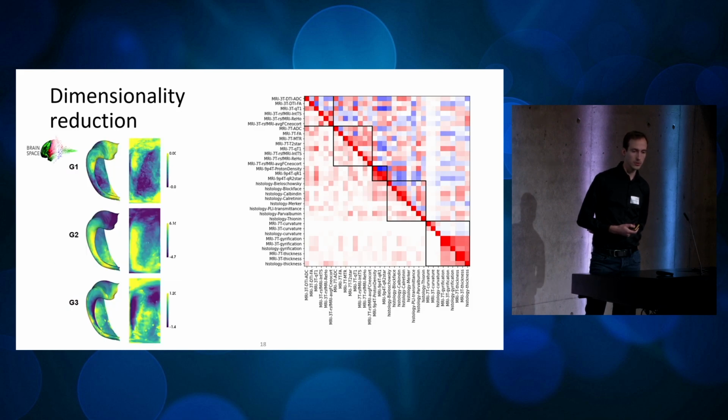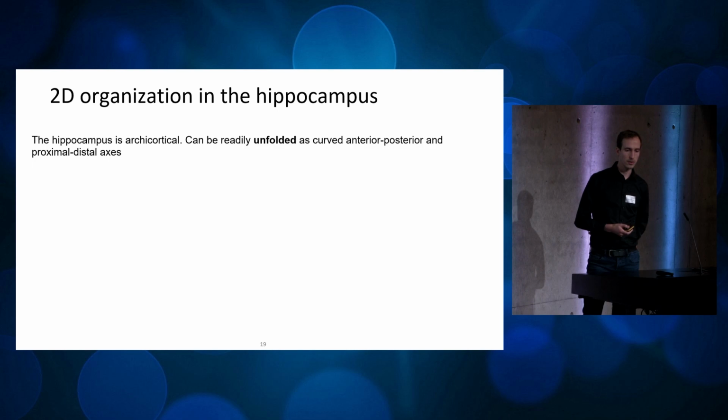I just want to also show one more cool dimensionality reduction technique, which is, again, this gradient decomposition. And so here we have basically gradient 1 is a similar but different version of a PCA component 1, where, again, we see this vertical banding that really each of these components is basically highlighting different subfields, we think, of the hippocampus. So altogether, the hippocampus is archicortical, which means we can unfold it or map it along these two unfolded dimensions.